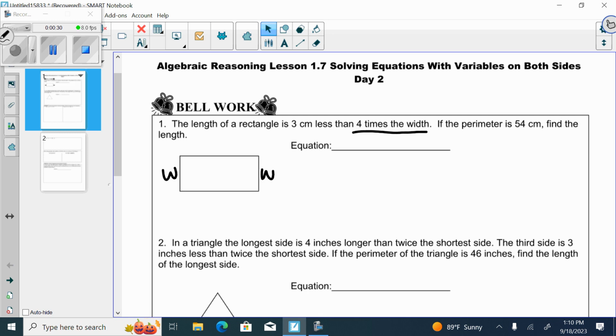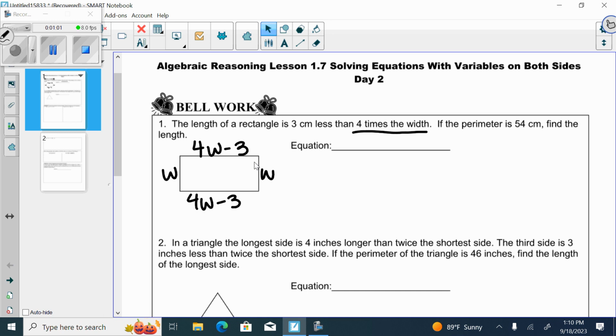How do I write 4 times the width? 4W, or 4x. Okay? And 3 centimeters less. Less means what? Minus. And if the top is 4W minus 3, what's the bottom? 4W. Could you do 3 minus 4? So 3 less means take away 3. So those are all the same.